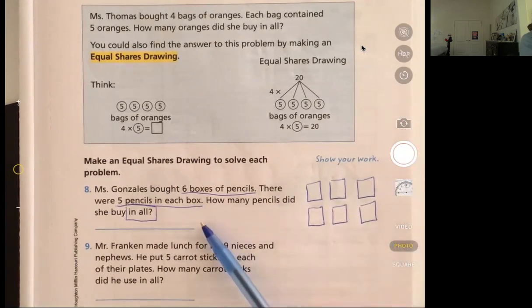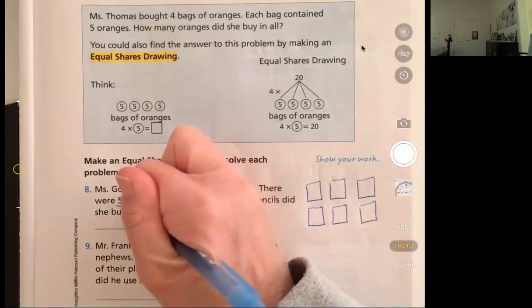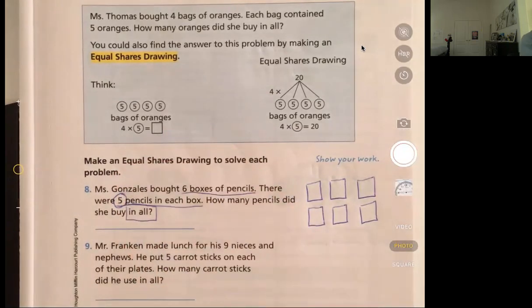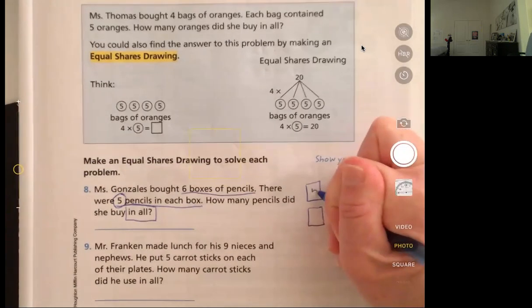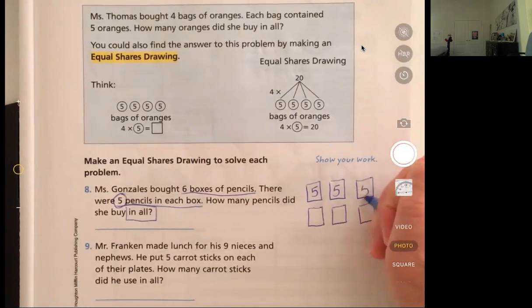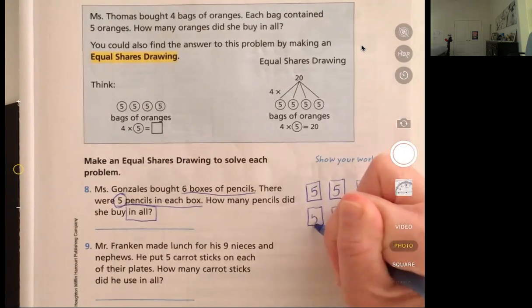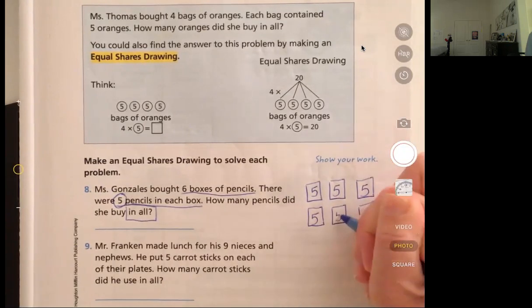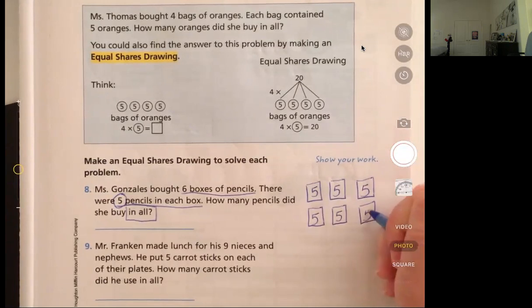Now the problem told me that there were 5 pencils in each box. I'm also going to circle 5. Remember that word, that count by? I love counting by fives. So I'm going to go ahead and put 5 pencils in every box. This is going to show my equal shares. I'm just going to do the number 5. I don't want to draw pencils because that'll take me longer to count. When I see the number 5, I'm just going to boom, count by fives.